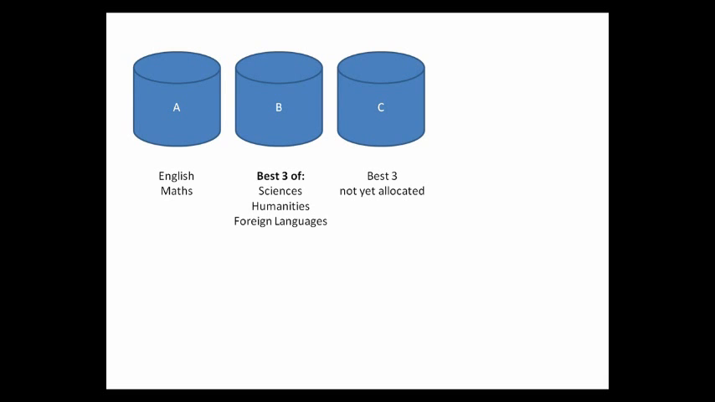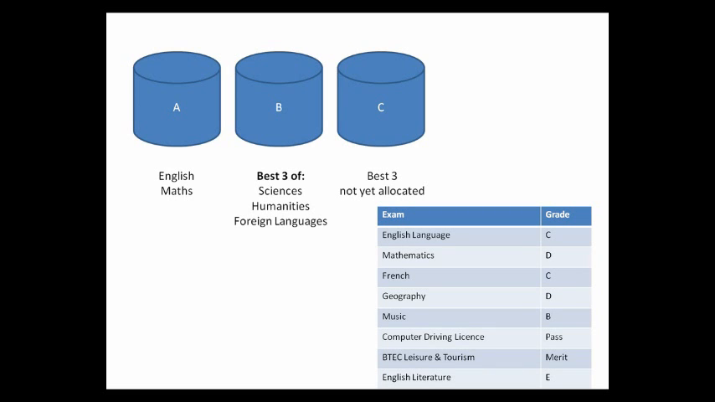Progress 8, a new measure brought in by government to look at secondary school performance, allocating GCSE exams into one of three buckets and calculating a point score. You get three different types of subjects: science, humanities, foreign languages go into a second bucket. Having a look at an individual's results, it's not easy to work out exactly which buckets, which subjects go into, and all sorts of questions come up.